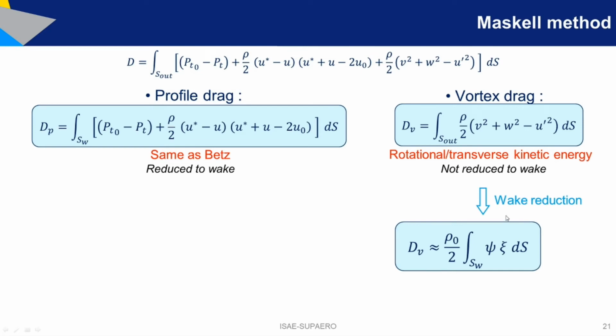Well, Maskell realized that the vortex drag associated to the rotational flow field generated by the vortices can be mathematically identical to this expression here, where you have a stream function and the axial vorticity. And since the axial vorticity is only contained inside the wake, this expression allows you to compute vortex drag only from wake data.